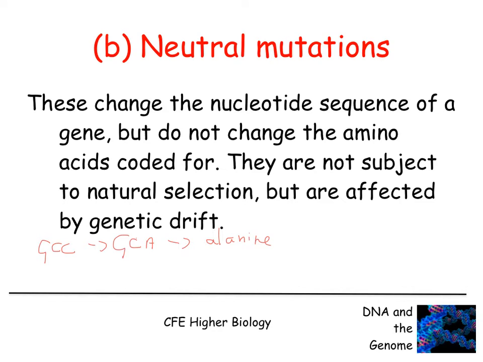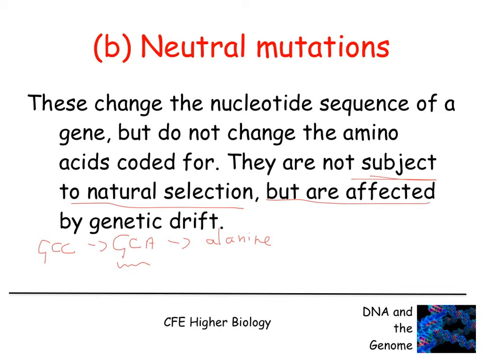So they say that neutral mutations are not subject to natural selection because there's not any change that's taken place there, so it doesn't really matter. But it says here that they are affected by genetic drift. Well, what we mean by that is, for example, if you've got a small mutation that is passed down through generation after generation again and again.